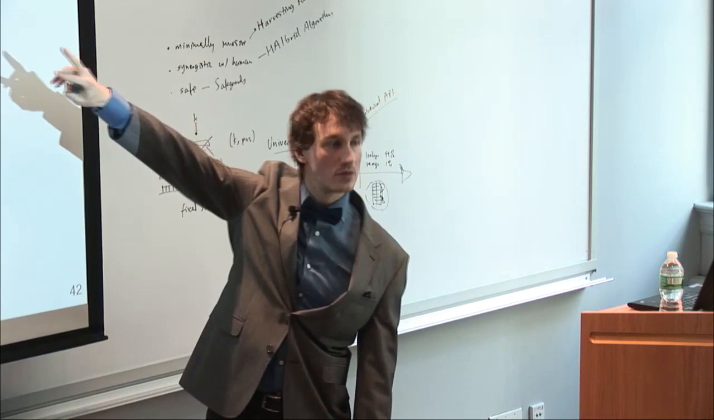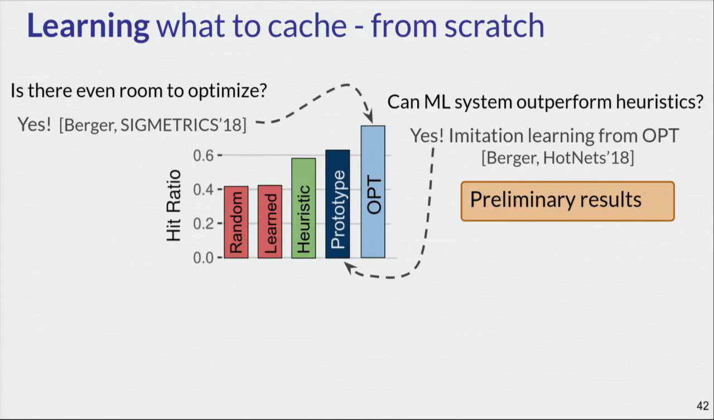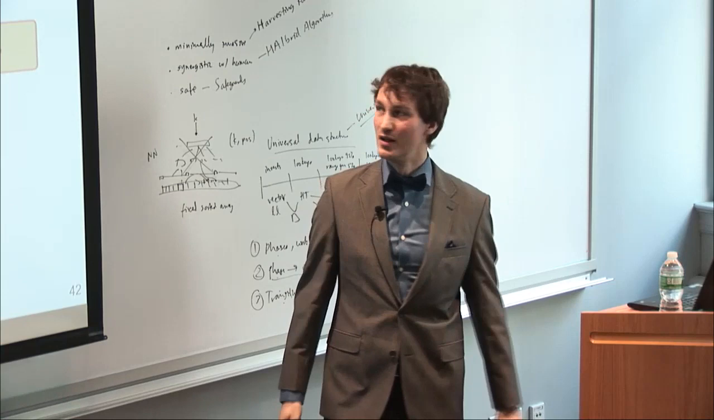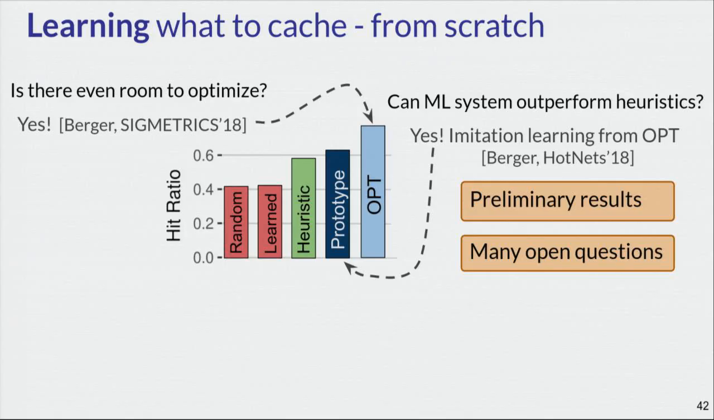But I would argue that we have some preliminary results which show that we should probably work on that a little bit more. Maybe even combine imitation learning with reinforcement learning, or, I'm not a machine learning person, really harvest all the ideas we have in the community or at MSR here. And there are many, many open questions that remain.